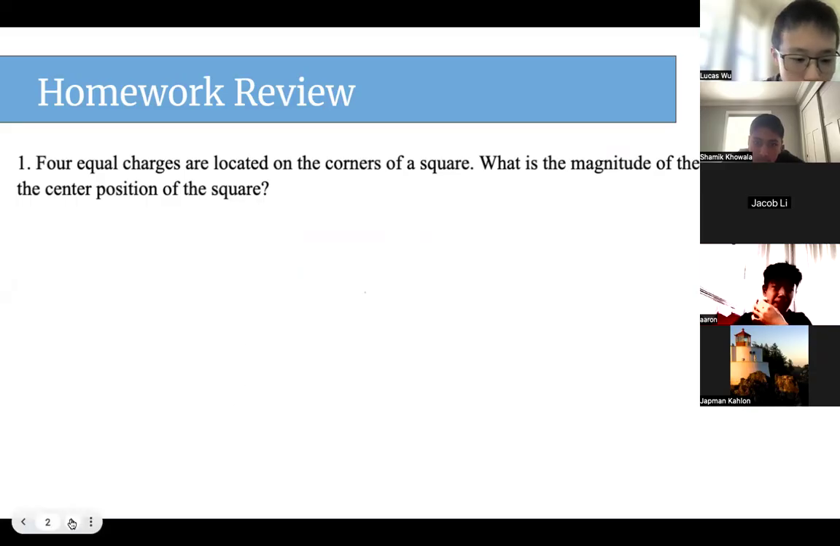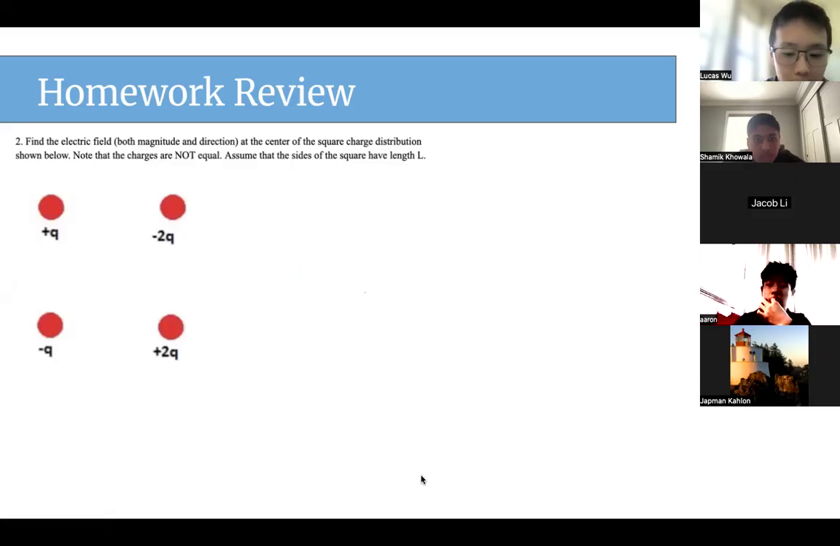Find the electric field, both magnitude and direction, at the center of the square charge distribution shown below. Note that the charges are not equal. Assume that the sides of the square have length L. Chapman, do you have any idea on how to do the problem? If you don't, it's okay. Just let us know, and we'll try to guide you through it.